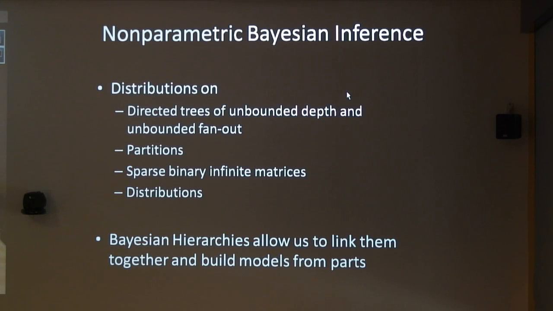And some examples of things that you can build out of Dirichlet processes are things like directed trees of unbounded depth and fan-out. So things like grammars are a little bit like this. Partitions, we've talked about that. Binary infinite matrices, we will talk about this. And then distributions on distributions, which is, for instance, the Dirichlet process, one of those.